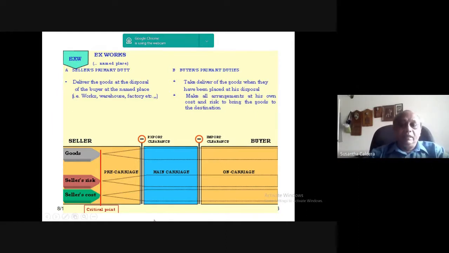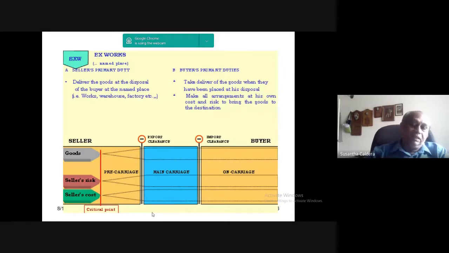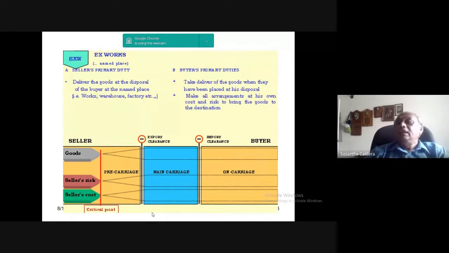I told you it is revised every 10 years, and the latest revision is Incoterms 2020. Right? We discussed up to this place. Today we'll start. Have we discussed EXW last week? Yes or no? Have we discussed EXW? No, sir. No. Okay. Then we start from EXW.